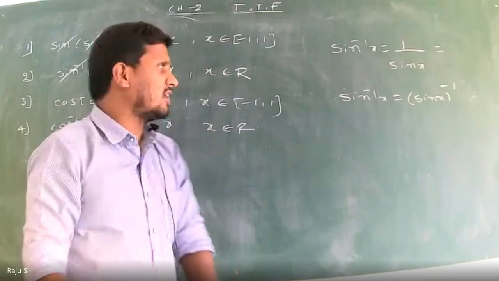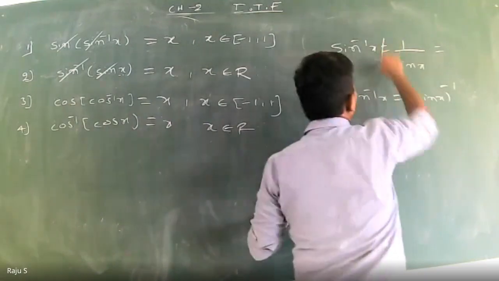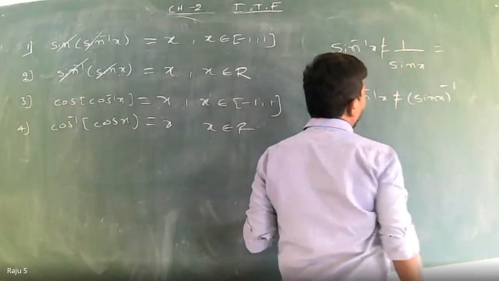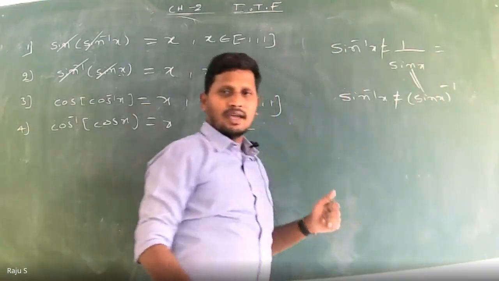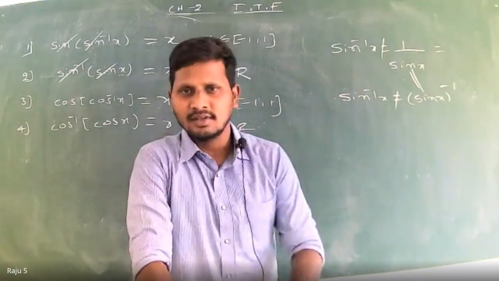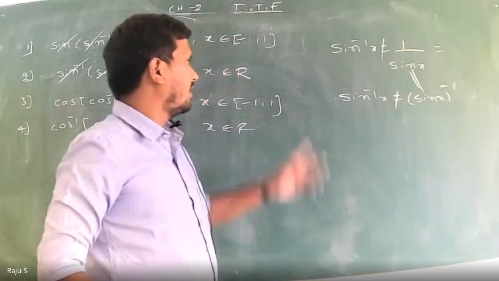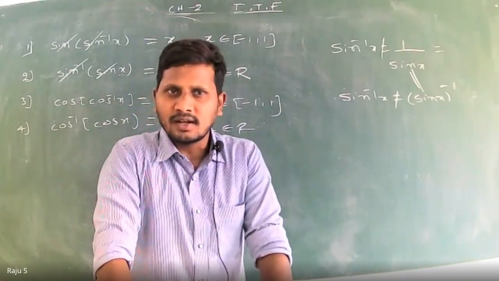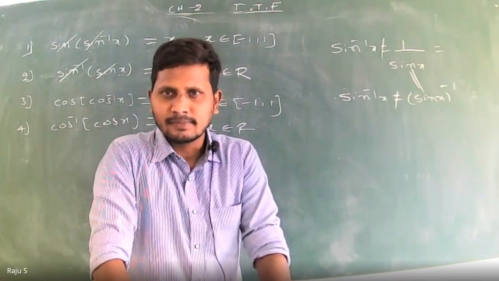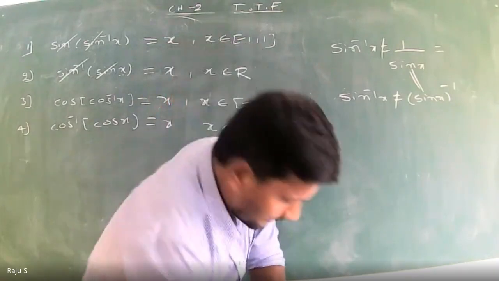In inverse trigonometrics, it should be not equal. Okay, see, sin x whole inverse, these two are equal. Sin x whole inverse is equal to 1 by sin x. But whereas, we cannot equate that. Clear? Yes. Right.